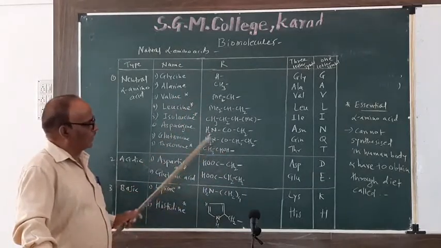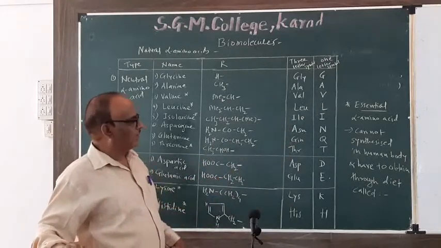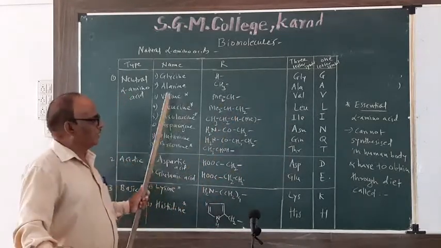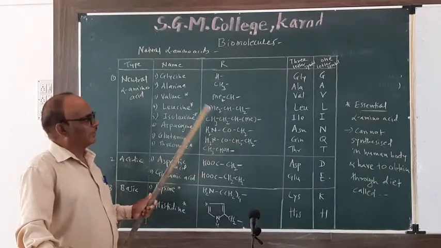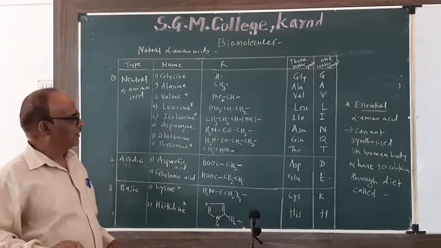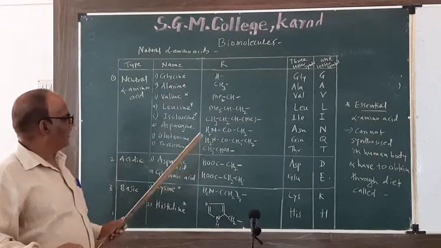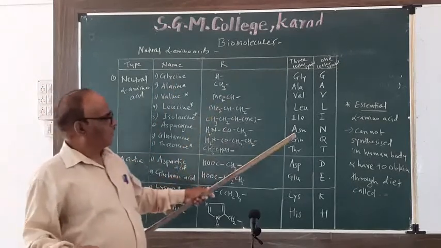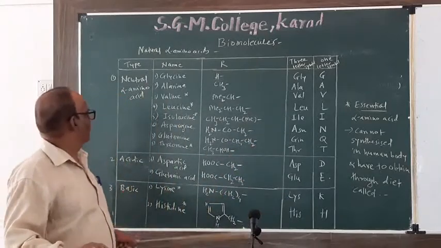The formulas for R, three letter symbols and one letter symbol. Questions will be asked on this table in MCQ, that is, the one letter symbol or three letter symbol of any alpha amino acid, or what is the R in alpha amino acids. So this type of question is asked on this table.